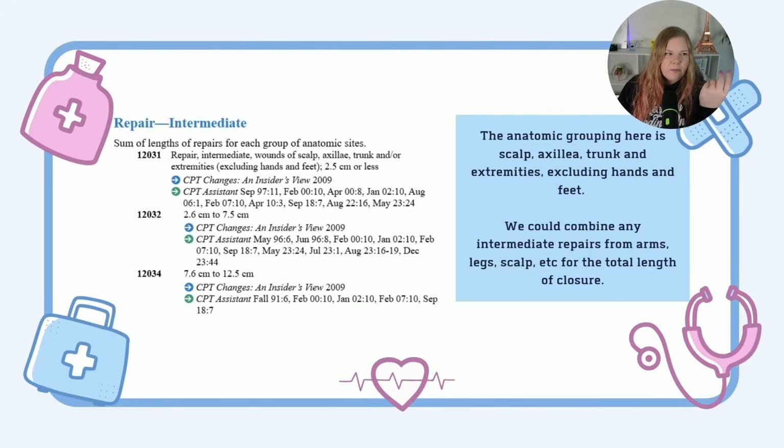So if we look here at, for example, the repair intermediate, if we have different closures that are intermediate and they're on anywhere from the scalp, the axilla, the trunk, and or extremities, including hands and feet, we can combine those. So if we have one that's 2 centimeters of the scalp that's intermediate and 5 centimeters of the trunk and 4 centimeters of the leg, we can add all of those together as long as they're from that intermediate type of closure and they're from that same CPT defined grouping.